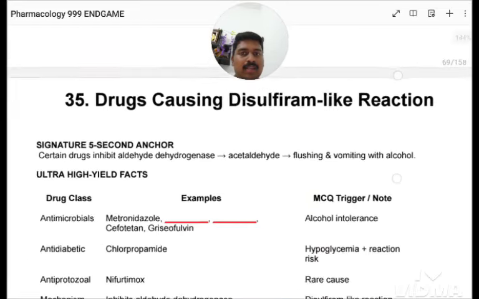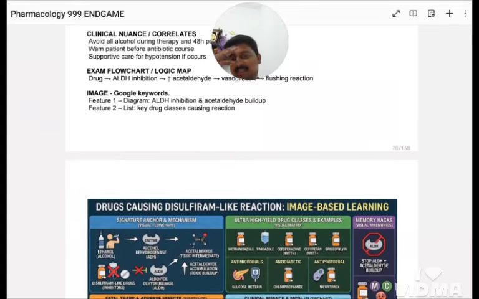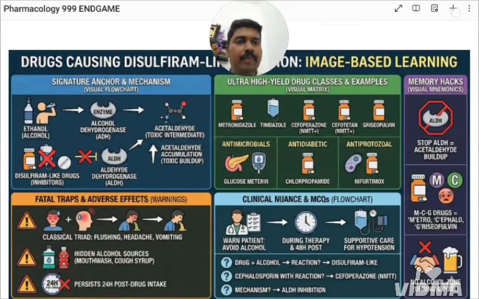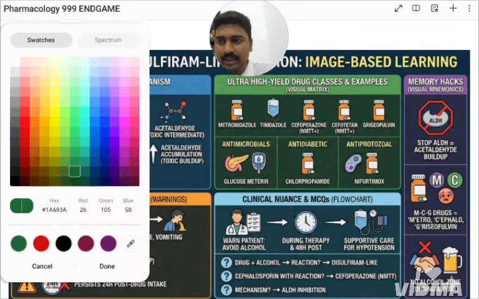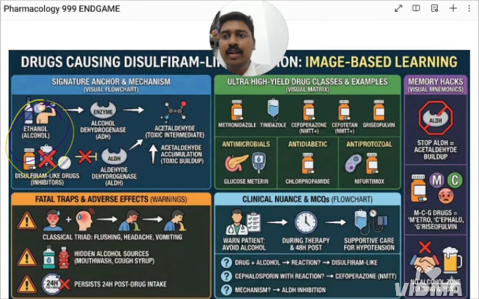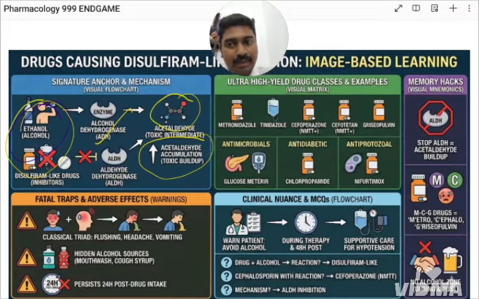Next, we'll go to drugs causing disulfiram-like reaction. Again, I think there is an image for this. So what is this disulfiram reaction? A question will definitely come in pharma from this topic. Basically, ethanol in our body is, I'll just change the color to a lighter color or else you won't be able to watch it, metabolized by the alcohol dehydrogenase enzyme to acetaldehyde. This acetaldehyde is a toxic intermediate. If this acetaldehyde builds up, it can cause symptoms such as flushing, headache and vomiting.